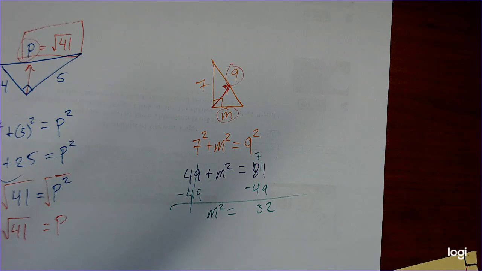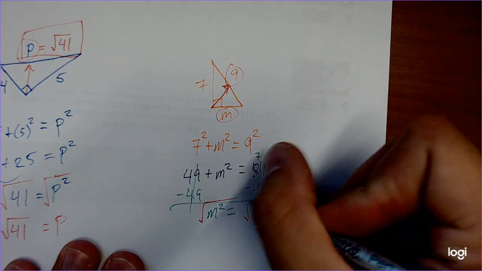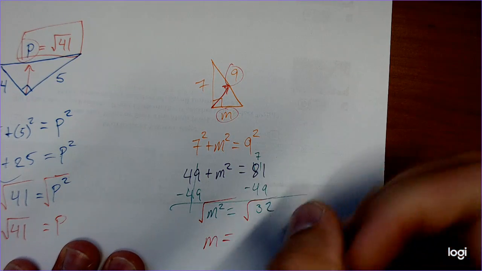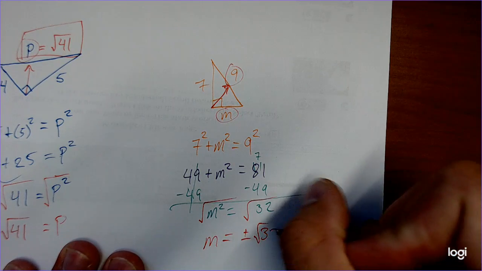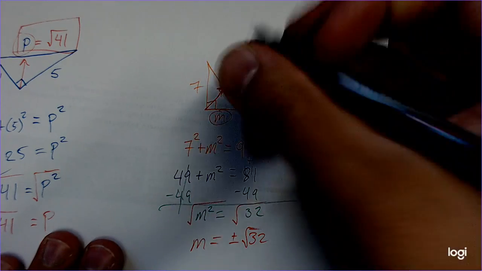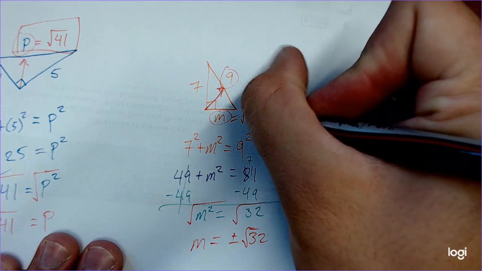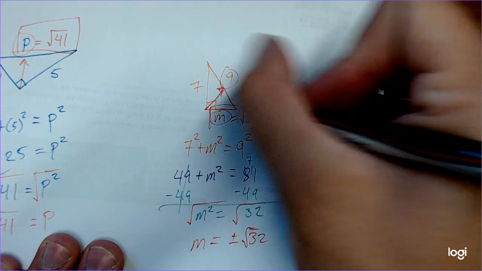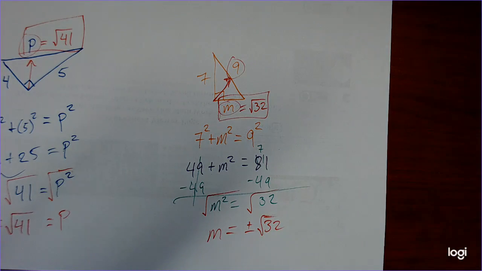Now I'm on the final step, which is to take the square root of each side. So now I've got m is equal to plus or minus root 32. But since it's a geometry problem, I'm finding the length of a side, I can just say that m is equal to positive root 32. And that is my final answer.